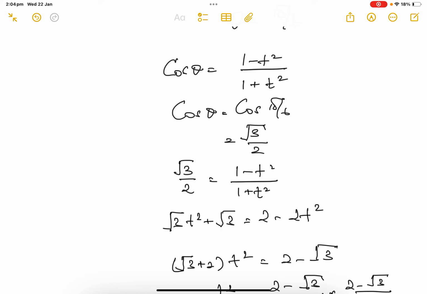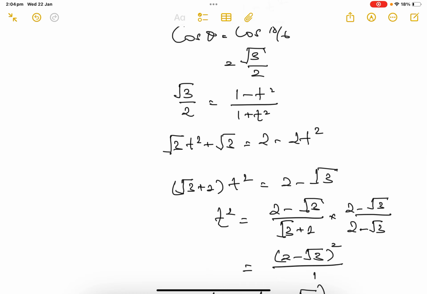So cos theta is root 3 by 2 on the left hand side. The right hand side, we have the first part, 1 minus t squared over 1 plus t squared. If we cross multiply, we get an equation in t. Root 3 times 1 plus t squared: root 3 times 1 is root 3, and root 3 times t squared is root 3 t squared. So root 3 t squared plus root 3 equals the right hand side.